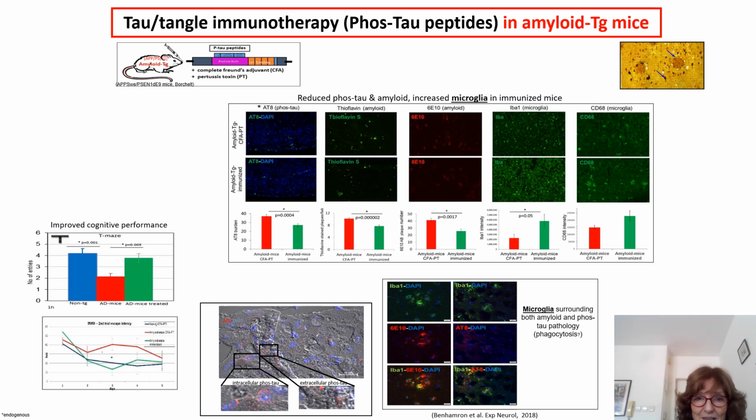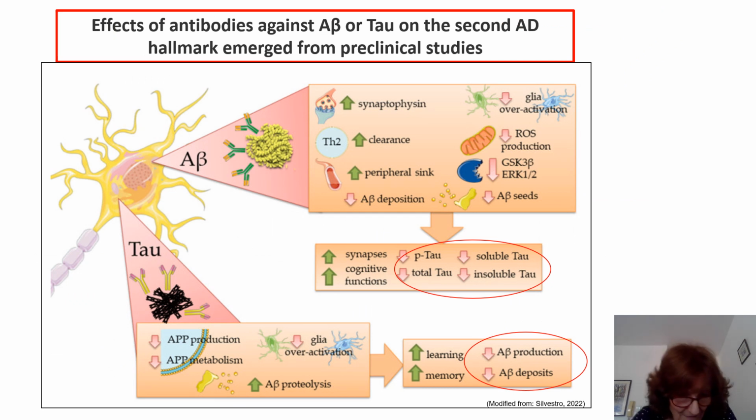Here we see the binding of the anti-tau antibody, both extracellular and intracellular. And here we see that the microglia can surround both the amyloid and the tangles and the tau. So there is a possibility to use phosphotau, which affects also the amyloid. This slide shows the interplay between amyloid and tau. If you immunize against one pathology, how does it affect the other?